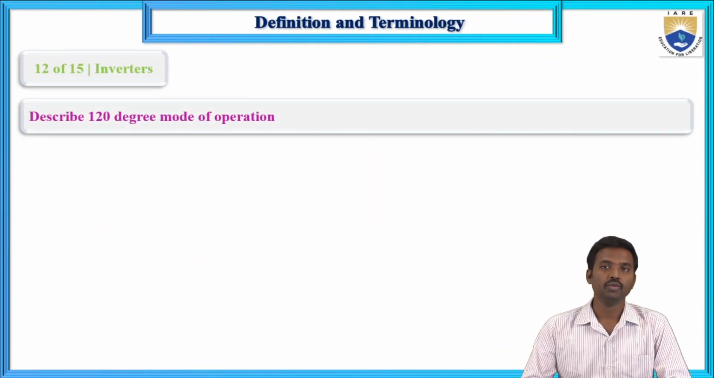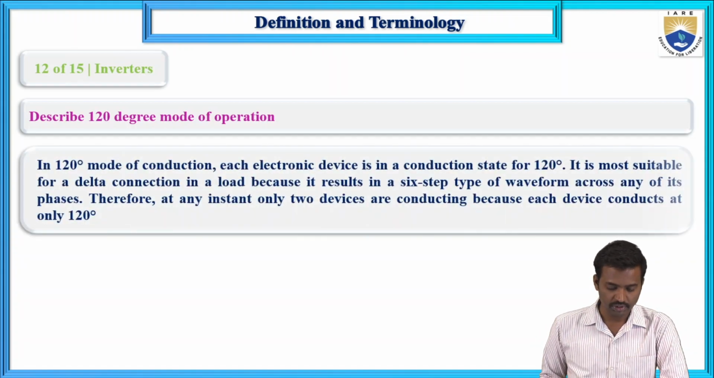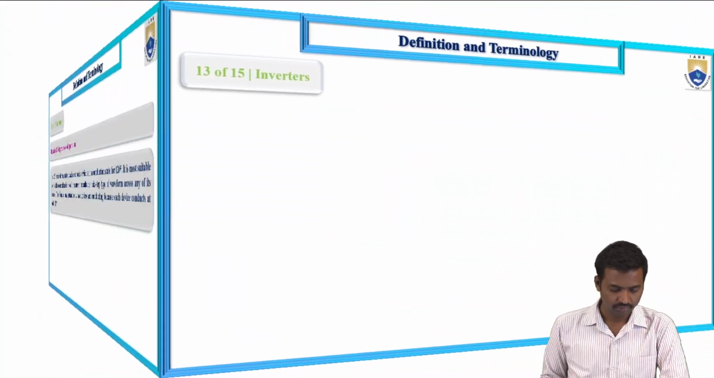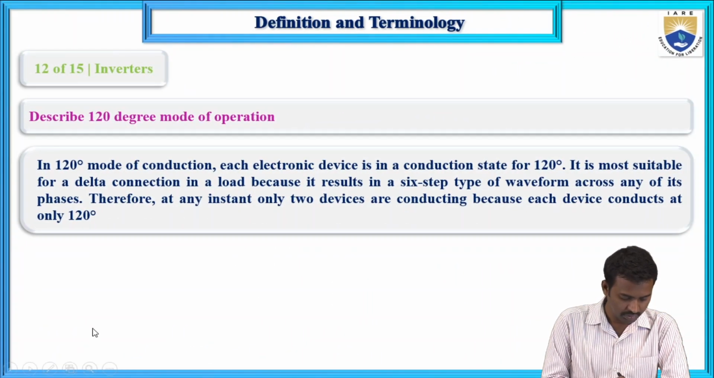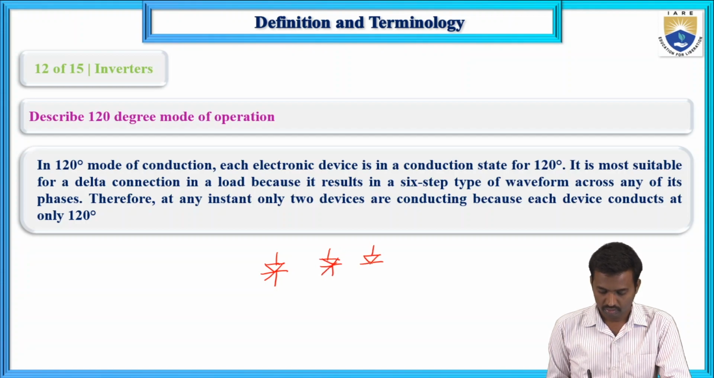Describe the 120-degree mode of operation. Now I will show you the diagram first. Let me change the color. This is the diagram for the 120 degrees mode. This is one.